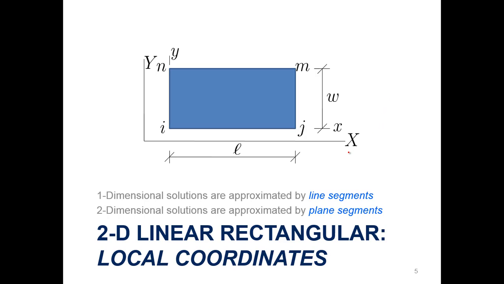So we have globally the x and the y directions. We have an overall length here on this side, width on this side. And we have nodes I, J, M, and N, and then a local coordinate system there of x and y. All right, so we have some idea what we're working with here. Before, it was usually just I and J for a linear element, now we have I, J, M, and N because it's a plane element.